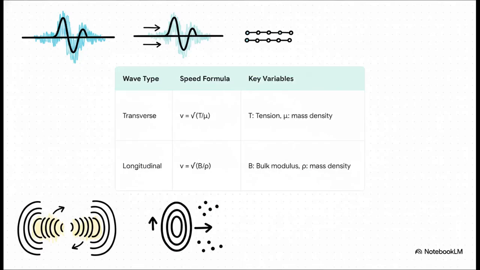And this brilliantly illustrates how all these pieces dictate a wave's speed. Notice how the speed of a wave isn't just some random number. It relies entirely on the inertial and elastic properties of its specific medium. For a transverse wave on a string, it's about tension and mass density. For longitudinal sound waves, it comes down to the bulk modulus, which is basically the elasticity of the air, and its density. The medium is what totally determines the speed.